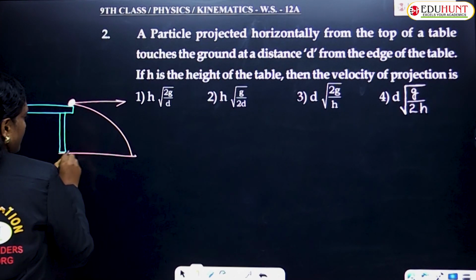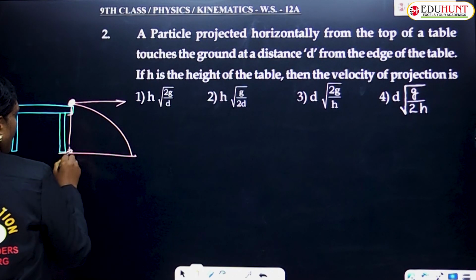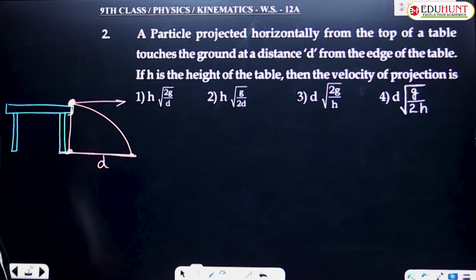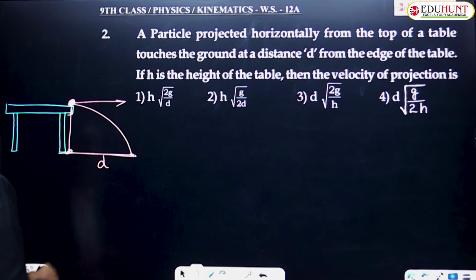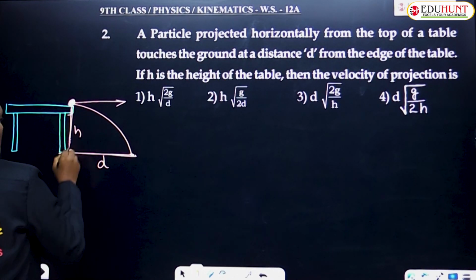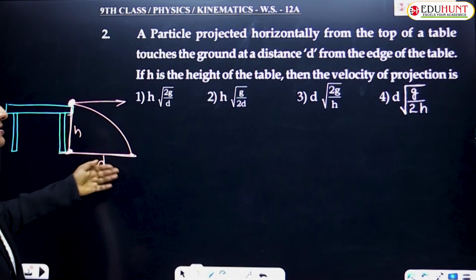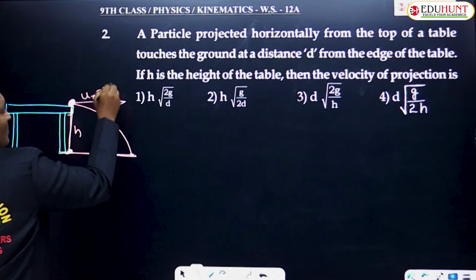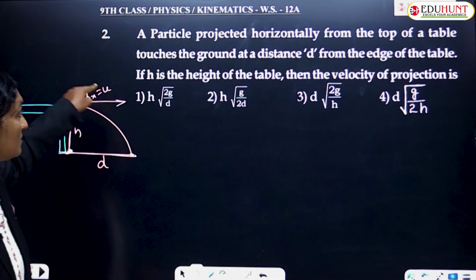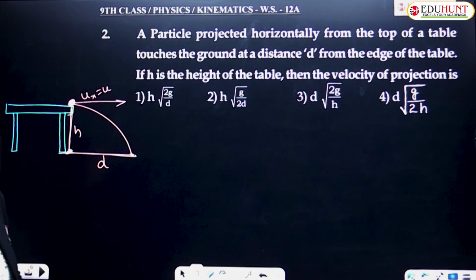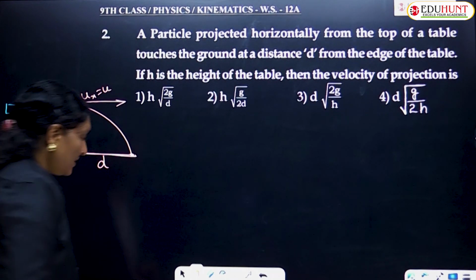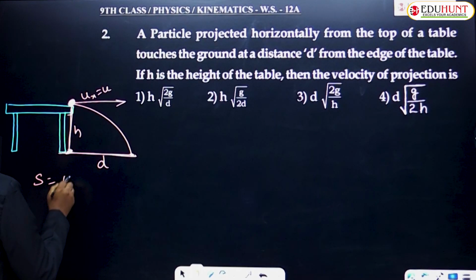So what is given? From the edge of a table, this is the edge of a table, this touches the ground at a distance D. If h is the height of the table, what is given? The height of the table is given as h. Then the velocity of projection, so this must be the velocity of projection, let us suppose it as some u. You are asked to find this velocity of projection. Is that clear, children?